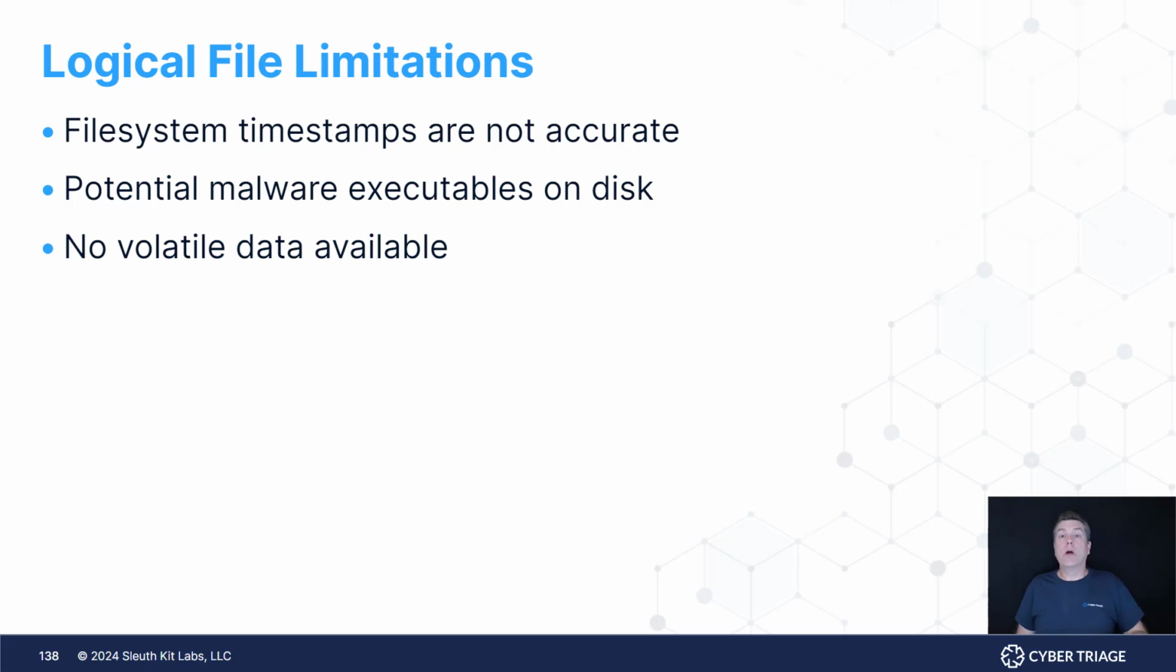And also, obviously, there is no volatile data that's available. We've just copied the file system. We don't have any of that live information: current network connections, listening ports, memory images, and so on that would be available if you'd actually done a live collection using Cyber Triage Collector.